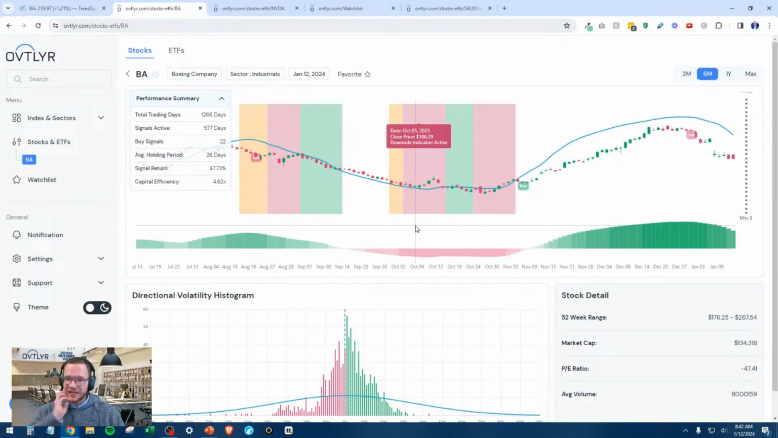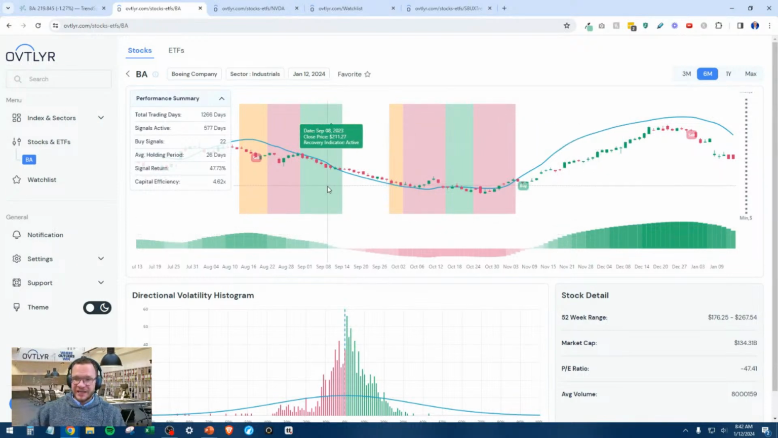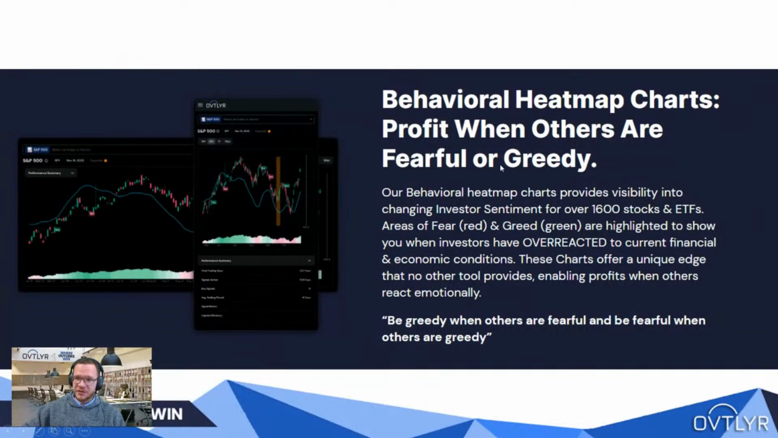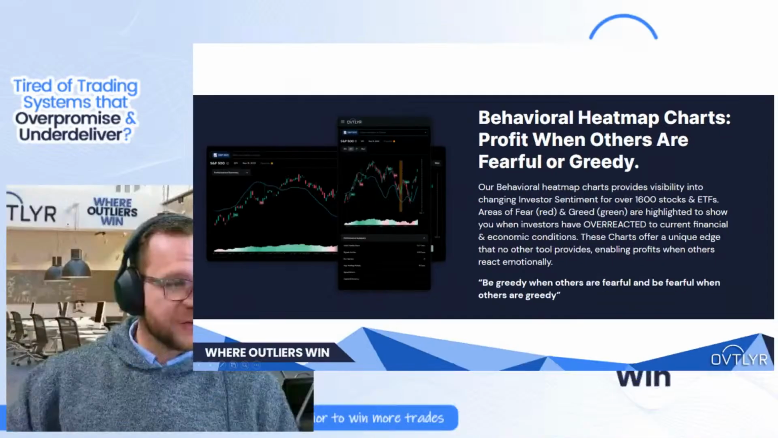So that's what I personally like to do, is I like to watch the fear and greed signals when I'm in a stock. And I say, okay, if this is getting too dark of green, I need to get out. Or if I'm short selling or buying puts, if this is getting too dark of red, then okay, I'm going to get out. And that's how I'm using the behavioral heat map charts to profit when others are fearful or when they're greedy.